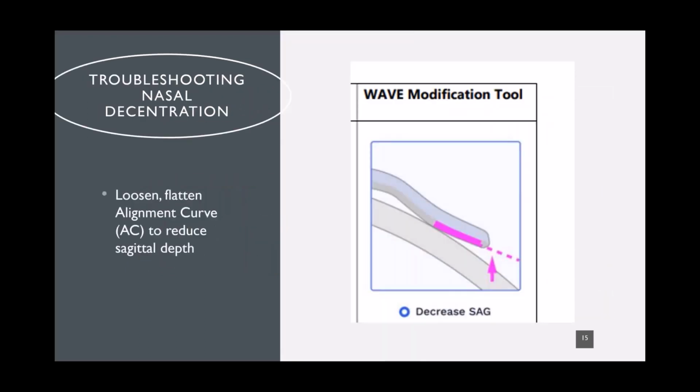Okay, and again, this is an example of troubleshooting that nasal decentration when you're trying to decrease the tightness of that lens. You would again loosen or flatten the alignment curves in order to reduce that sagittal depth. And just another example, hopefully this is starting to look familiar or maybe even a little bit redundant, and that's just how easy it really can be to work with the modification tool in WAVE. All you need to know is which direction to go. You click on those modification tools and you just kind of step through the process.